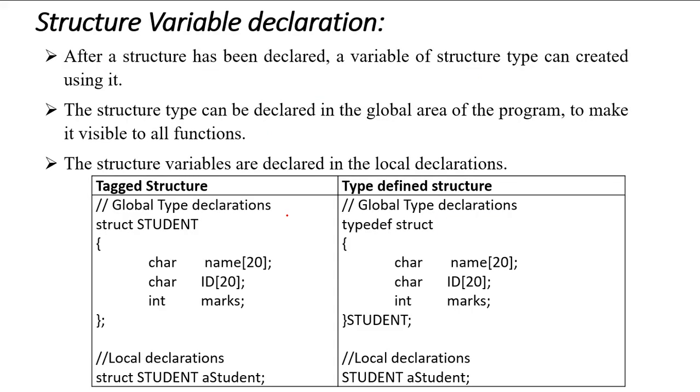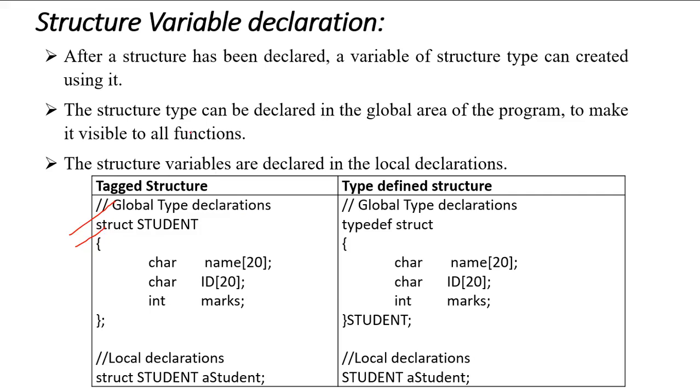Structure variable declaration. The structure declaration we basically do at global level, outside of the main function, before the main function, in the global declaration area. Whatever entities we declare before the main function, we call them global entities, or global declarations. Whatever declarations we do inside the main function, we call them local declarations. In that way you remember global declarations and local declarations.